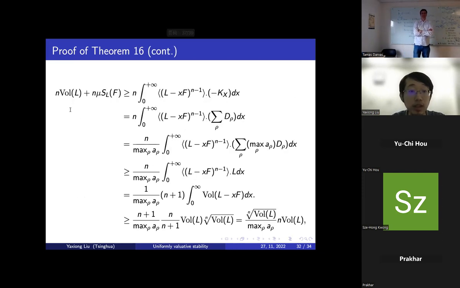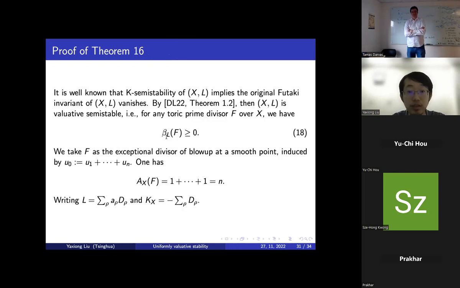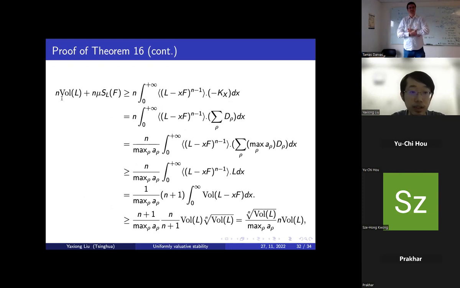By the non-negativity of β, the first part is n times the volume, and the second part is n μ times S_L, greater than the derivative part. This one can be written as this. So we multiply by this constant, and this one is greater than or equal to the positive intersection product of L. By the useful lemma, we know this one is the integration of volume of L minus xF, times (n+1) times (n+1).